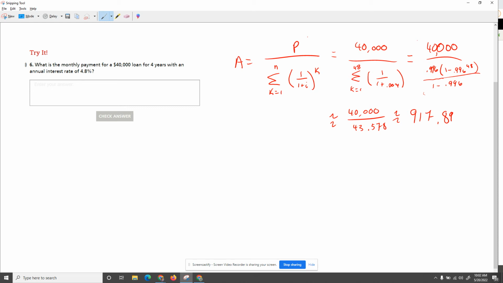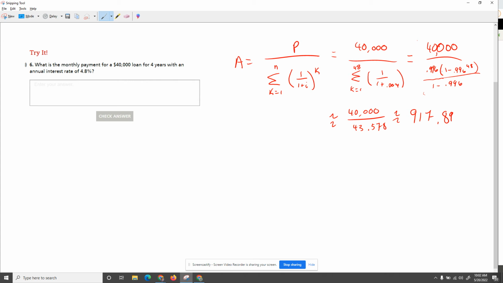All right, so we set up the formula just like the previous example. Principal is 40,000, so that's your numerator. It's 4 years, so the number of months in 4 years is 48. The interest rate is 4.8%, so the monthly interest rate would be then 0.004, dividing 4.8 by 12.